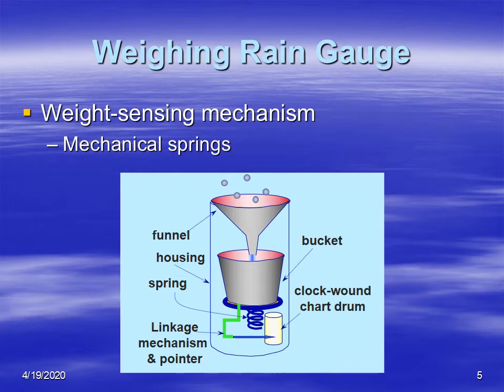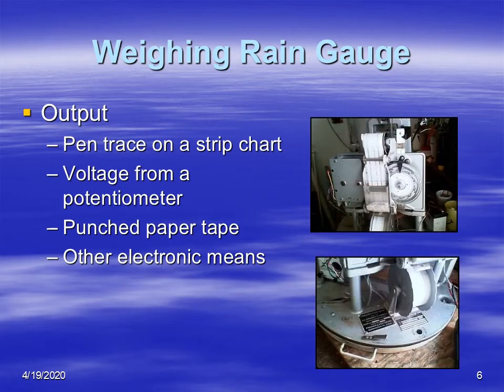But the precipitation nonetheless falls into a funnel, which is funneled into a bucket, and then it's weighed from there. The output, as I mentioned, could be a pen trace on a strip chart, but there are also other types of mechanisms for recording the precipitation. You might have voltage from a potentiometer. One that is more popular, you'll see with the National Weather Service, they used a punched paper tape, believe it or not. But there are other electronic means such as data loggers or things like that.